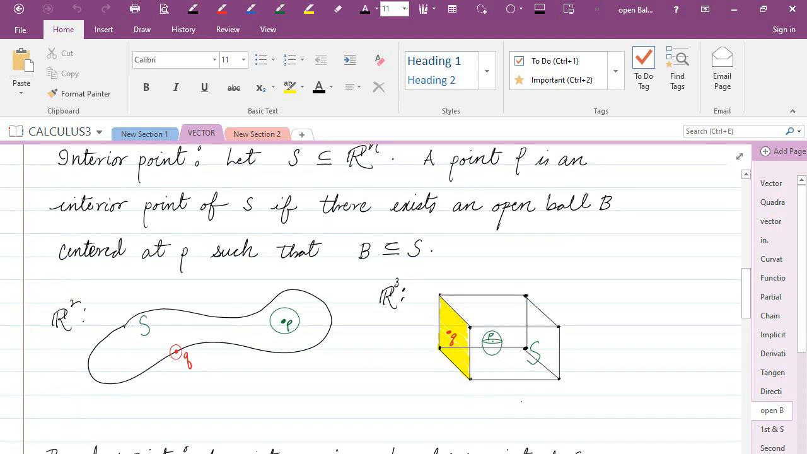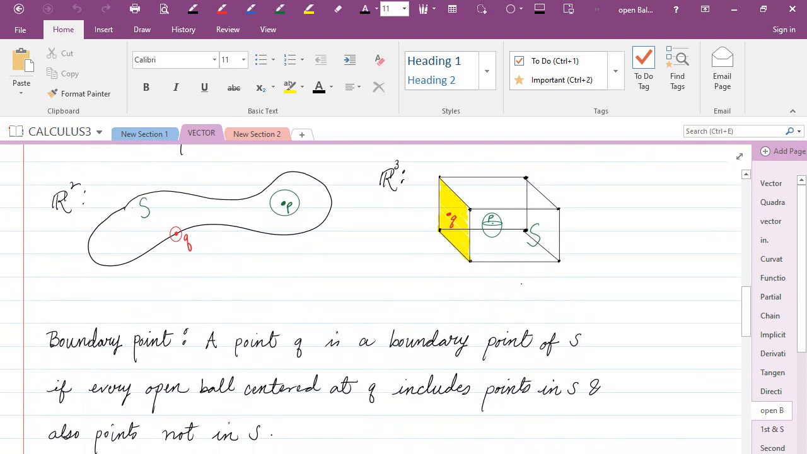However, notice that Q in each of these figures is not an interior point because no matter how small of an open ball I pick centered at Q, that open ball always contains points from outside of S. Same thing happens in the second figure. No matter how small of a sphere I pick centered at Q, that sphere will always contain points outside of the set S.